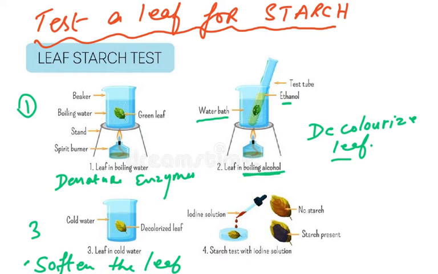So it will soften the leaf, and then you put it on a tile and you add iodine solution to it. And if the color turns black, then starch is present. If it remains brown, no starch is present. So this is the standard procedure to test a leaf for starch.